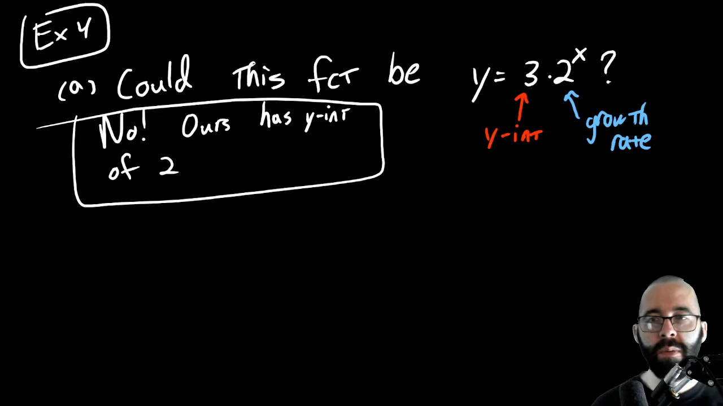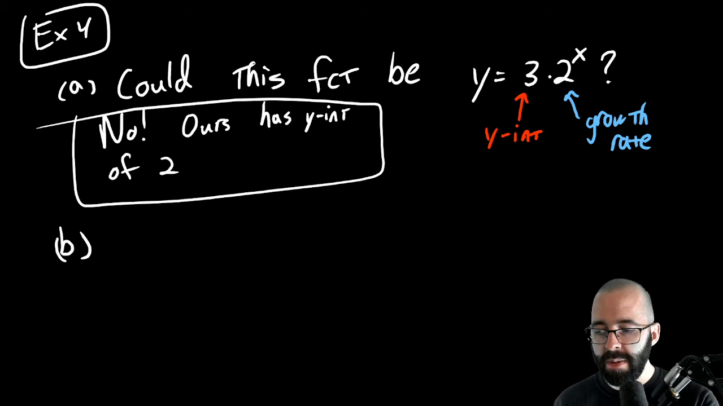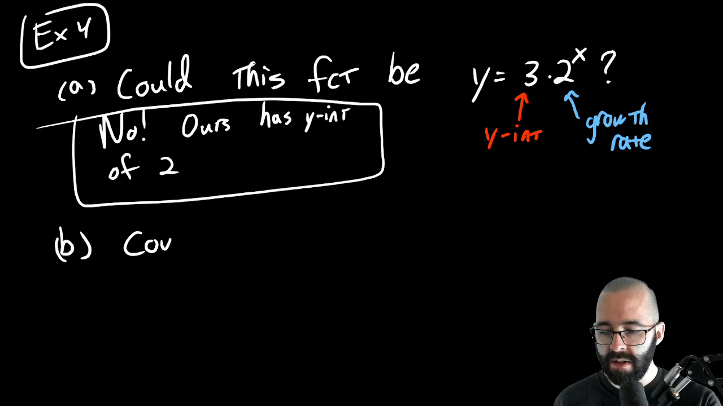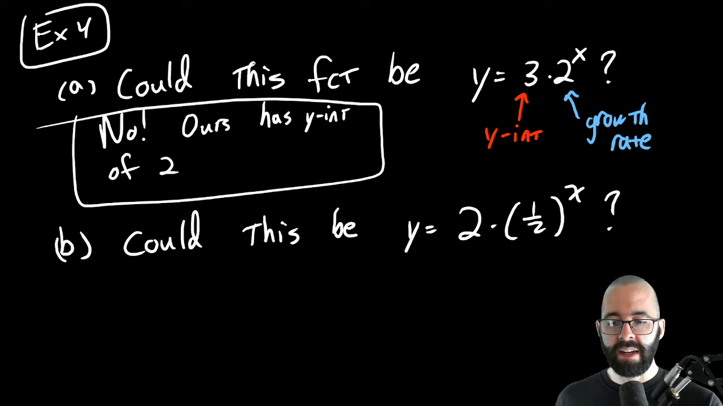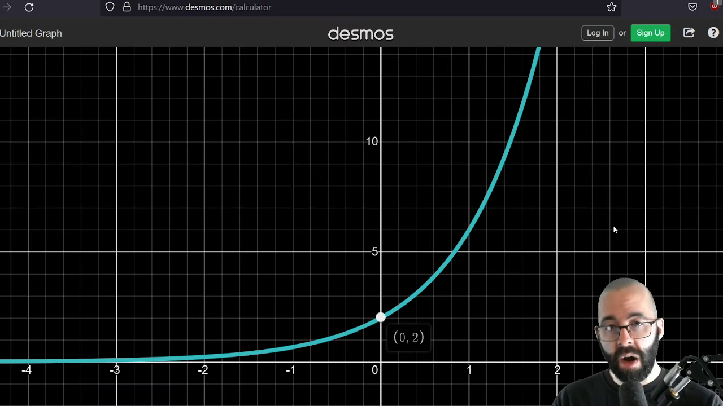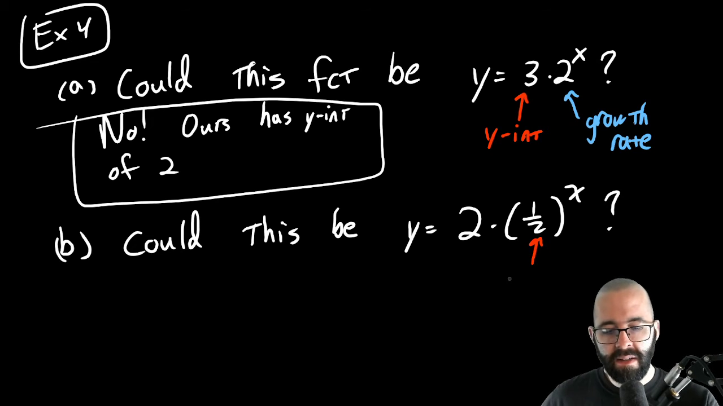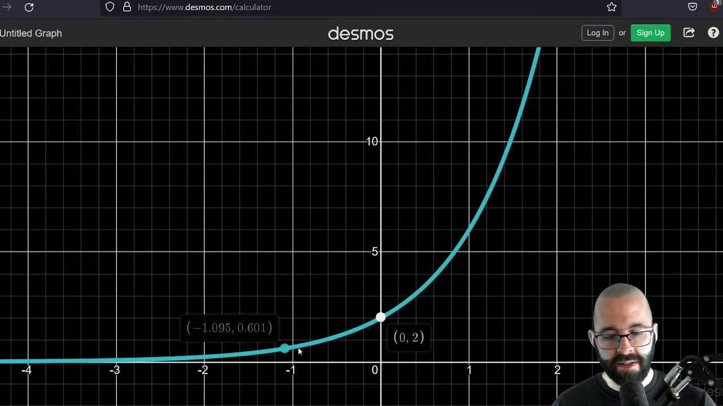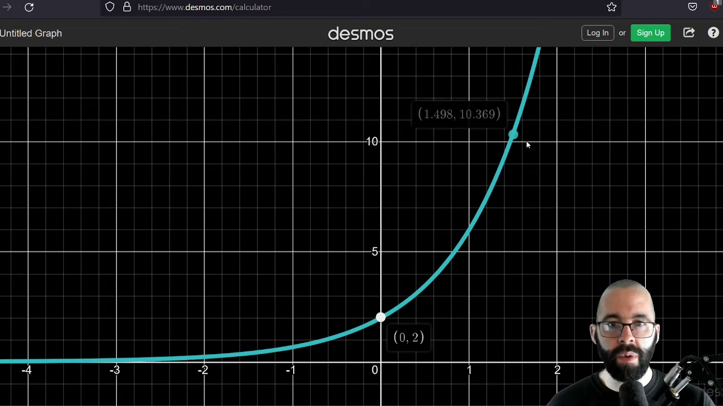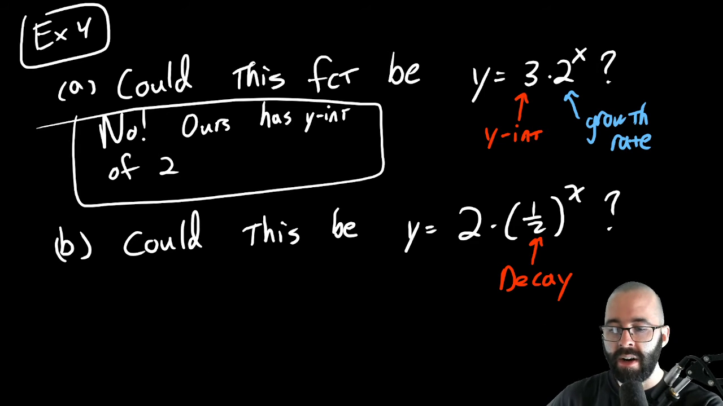And in fact, we could actually come up with a full equation. Let's keep investigating with this logic. Could this function be y equals 2 times 1/2 to the x? Well, this has the right intercept, right? The y-intercept is 2. Our y-intercept is 2. The problem is, this right here is decay. We're decaying by 1/2 every time we increase x, but no, that's not happening. We're growing. Nope, ours is exponential growth.